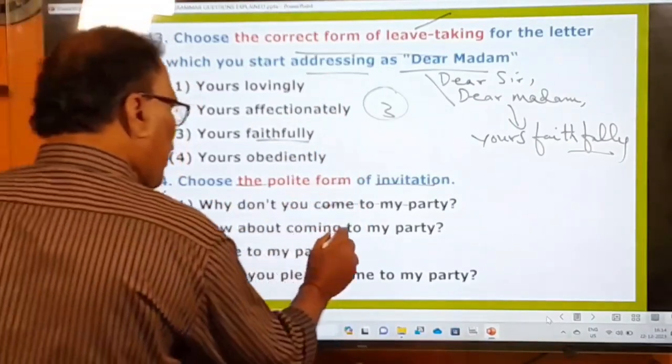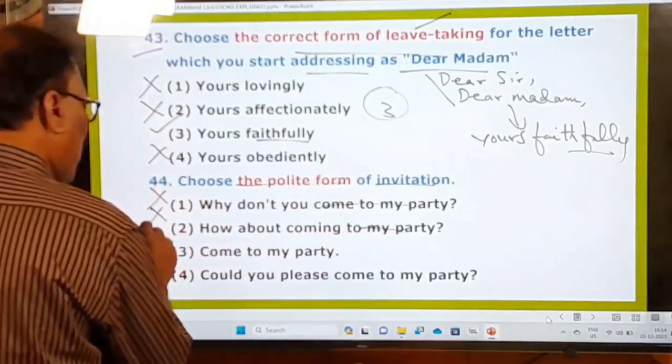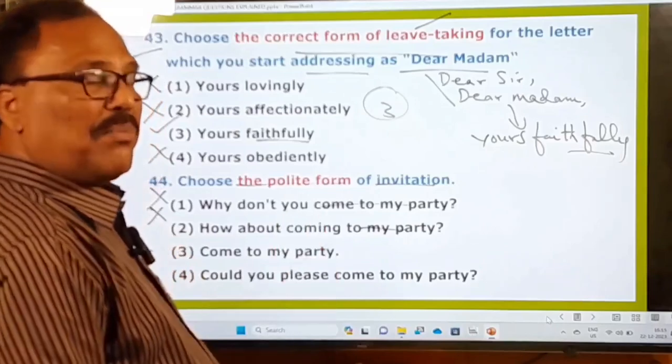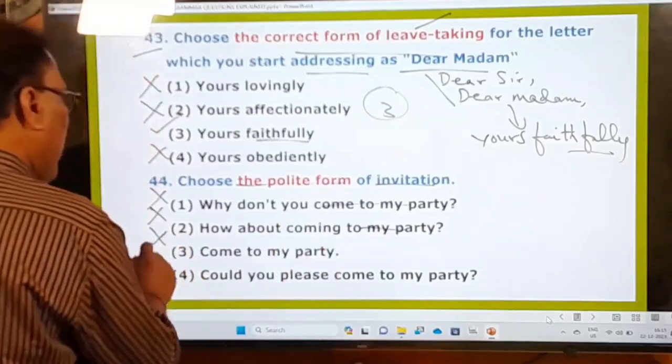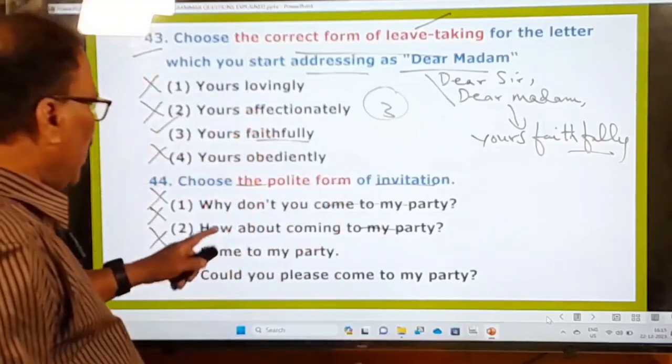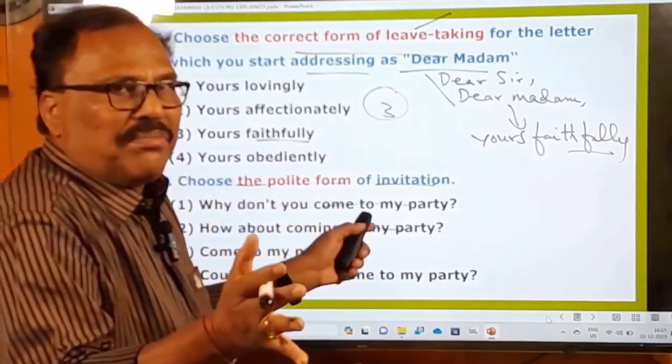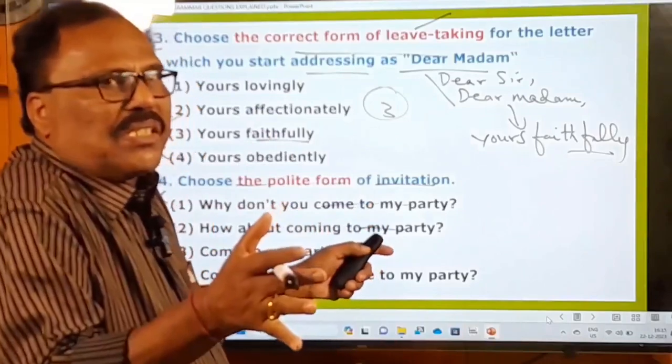And how about coming to my party? It is also not correct. Ma party kostava, something like that. How about coming to my party? Come to my party, ma party ra. These are all direct, they are impolite. They sound impolite. They don't look courteous.